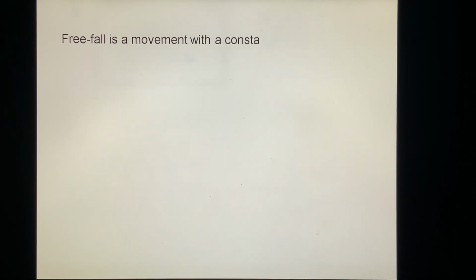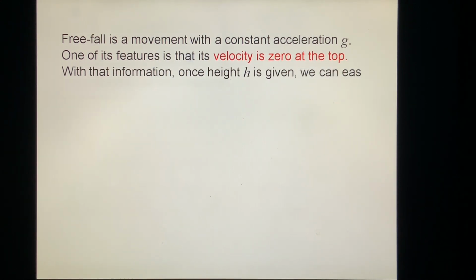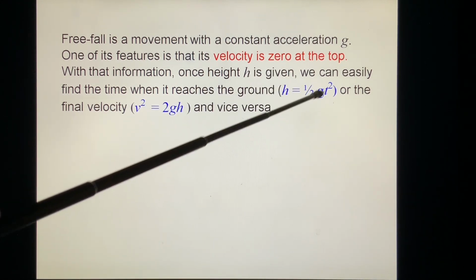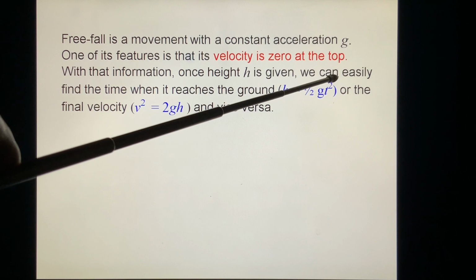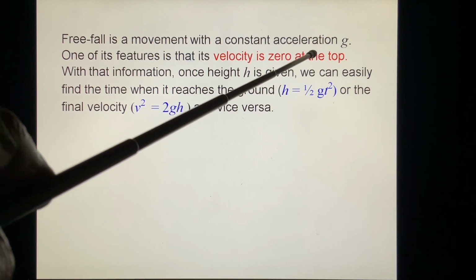Free fall is a movement with a constant acceleration g. One of its features is that its velocity is 0 at the top. Remember, the velocity is 0 at the top. With that information, once height h is given, we can easily find the time when it reached the ground, because h equals one half g t squared. You have h, you can find the t. Or the final velocity, because you have h, this is the final velocity, and vice versa. Remember, velocity is 0 at the top.